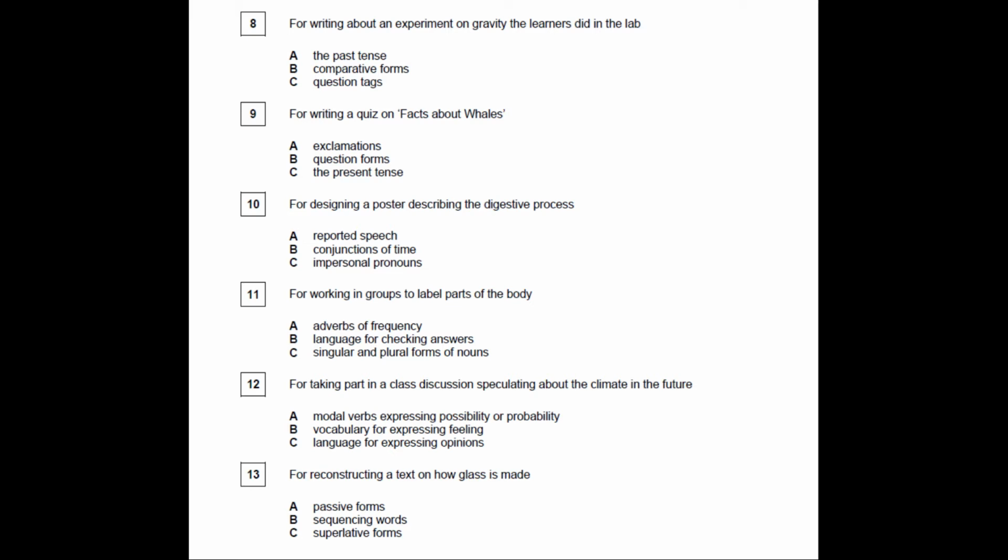For taking part in a class discussion speculating about the climate in the future, we need modal verbs expressing possibility or probability, and language for expressing opinions. We do not need vocabulary for expressing feeling. Number 13. For reconstructing a text on how glass is made, we need passive forms and sequencing words. We do not need superlative forms. Now, let's take a look at the answers.